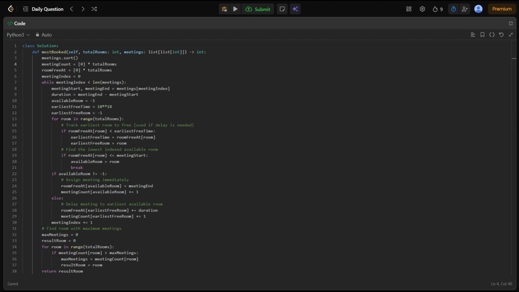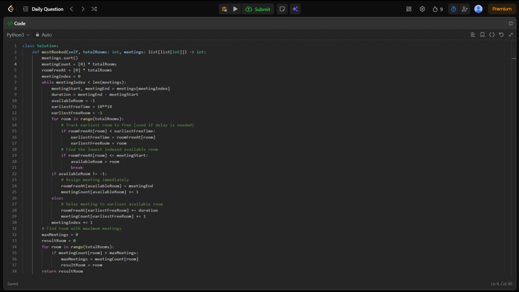Step 5. Assign or delay the meeting. There are 2 cases. Case 1. A room is available. The meeting starts immediately in that room. We update the room's free time to the meeting's end. We increment that room's meeting count.